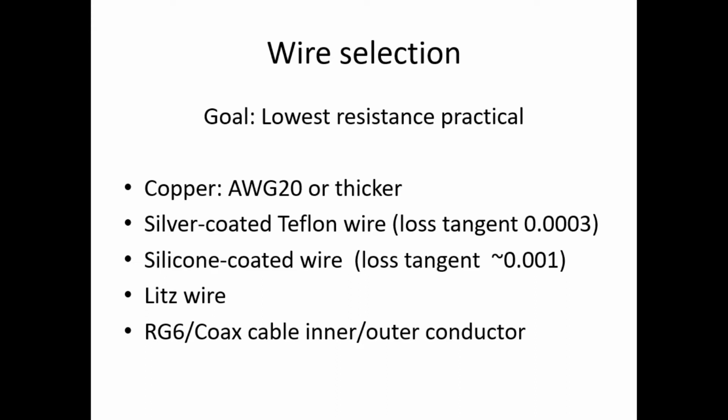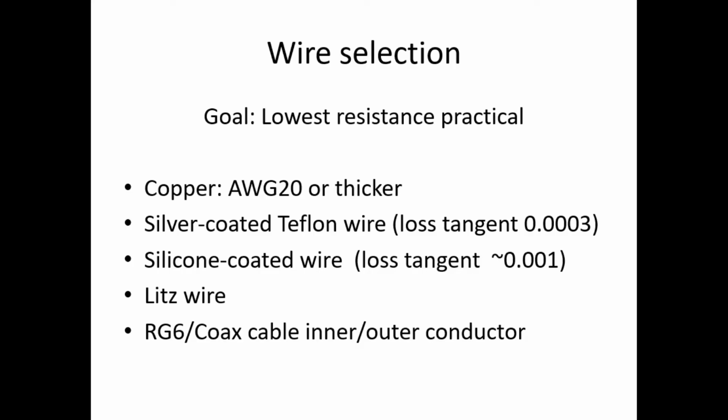Wire selection, our goal for this is we want the lowest resistance practical. Ideally, we want 0 ohms, but then we got a cable that weighs 400 pounds and costs $20,000, so that's not going to work. A good starting point, though, is 20 gauge or thicker copper magnet wire. That's most of the stuff we've been working with. If you're trying to go better and do the Rolls-Royce coil, you can do silicone-coated wire, silver-coated Teflon wire that all have really good characteristics.